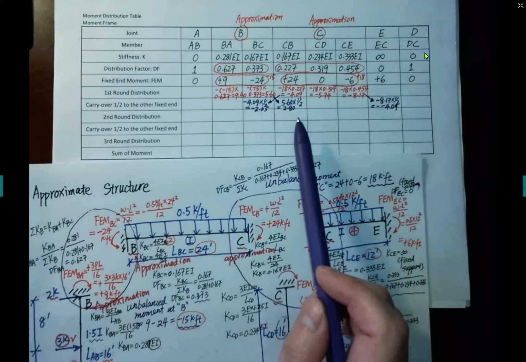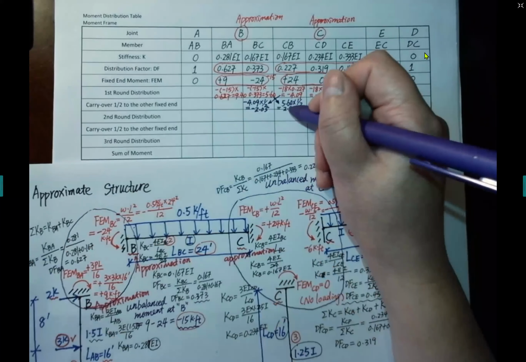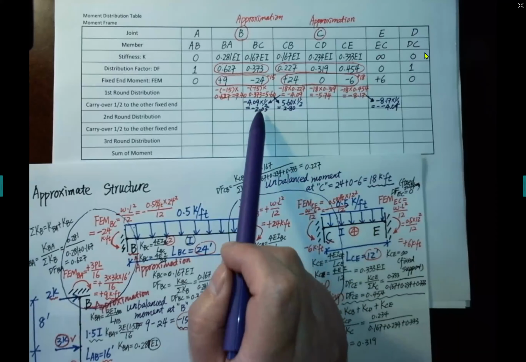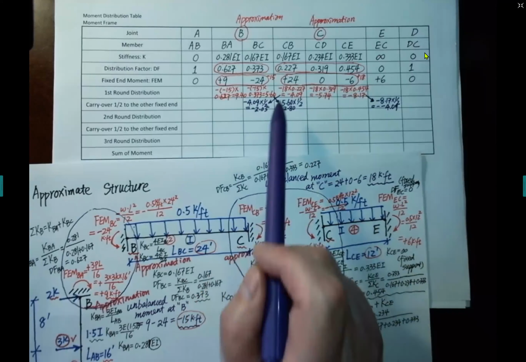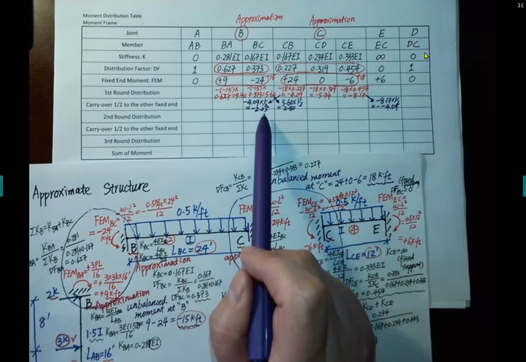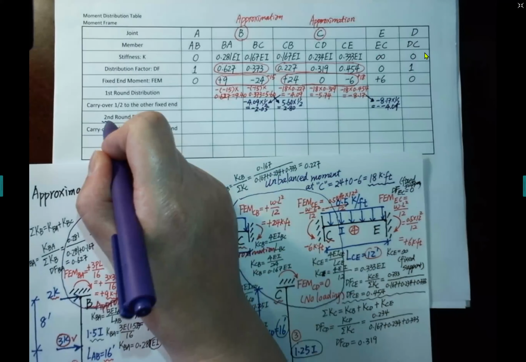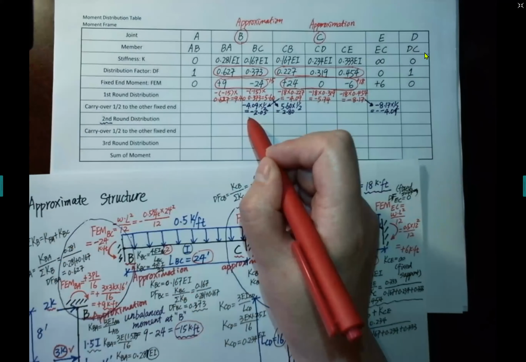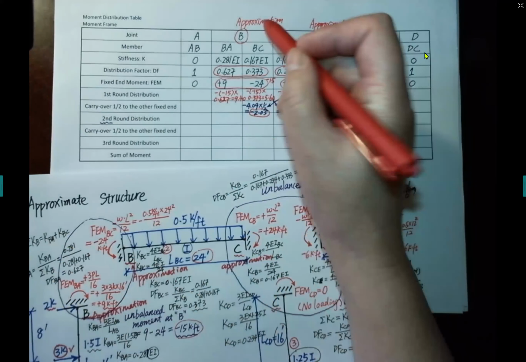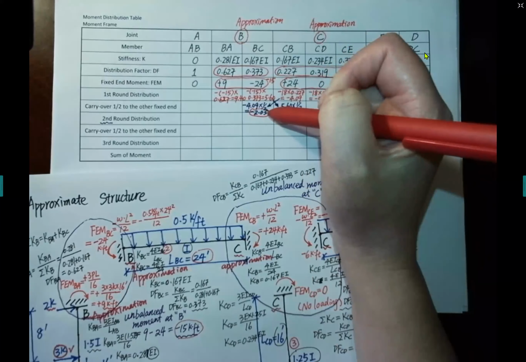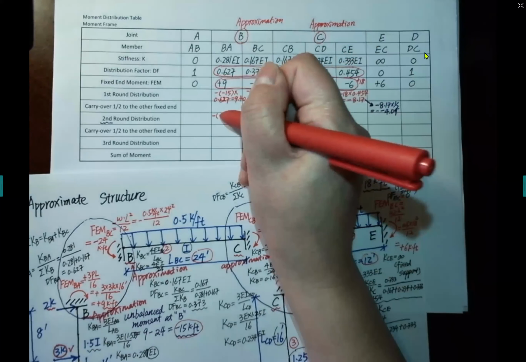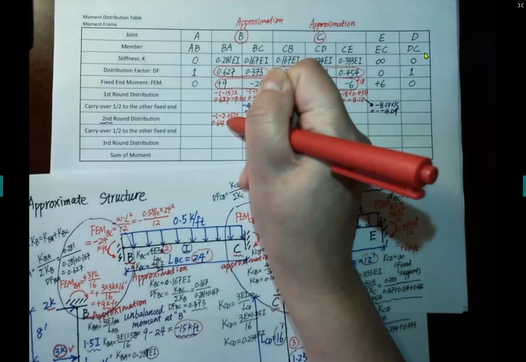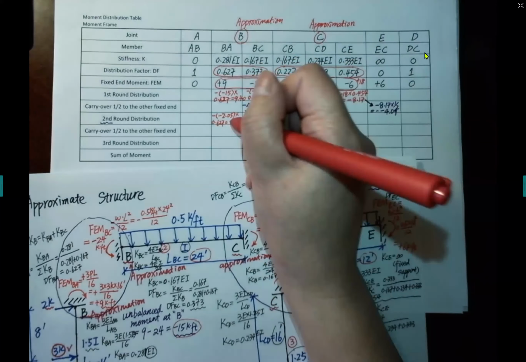After we do the carryover, it will generate additional unbalanced moment. Whenever you do the distribution, you have already balanced the moment. But if there's a carryover, there's newly generated unbalanced moment. Then we need to do the second round distribution, where the unbalanced moment is based just on the carryover moment. At B, we only have this negative 2.05. Then we take negative 2.05 times the distribution factor of each member and do the second round distribution, which equals 1.29.